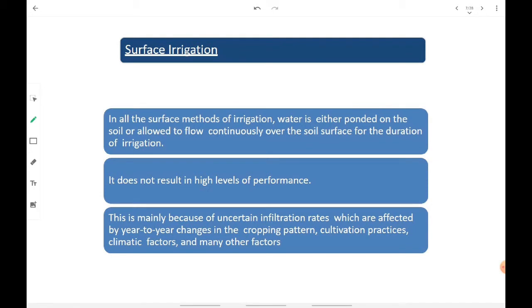This is mainly because of uncertain infiltration rates. Yes, we just talked about this, that the water will not percolate properly. The water will not be retained inside the soil properly, which is affected by year-to-year changes in cropping pattern, cultivation practices, climate factors, and many other factors. It means the wild flooding method is prone to many disadvantages because of the change in cropping pattern, type of crop, amount of crop, the cultivation practices of that region, state, or country, and the climate factors of that region. There are many other factors that affect surface irrigation efficiency.